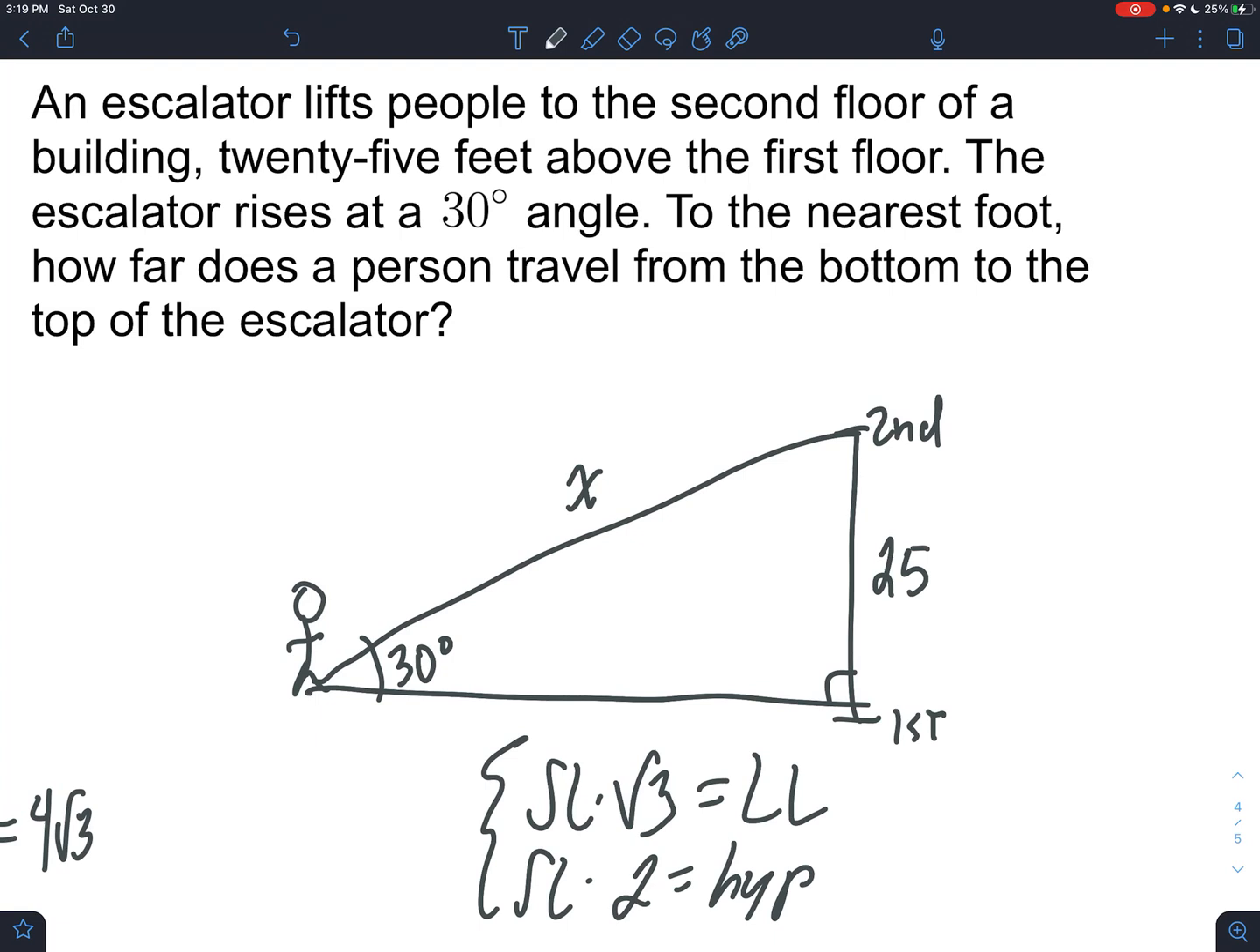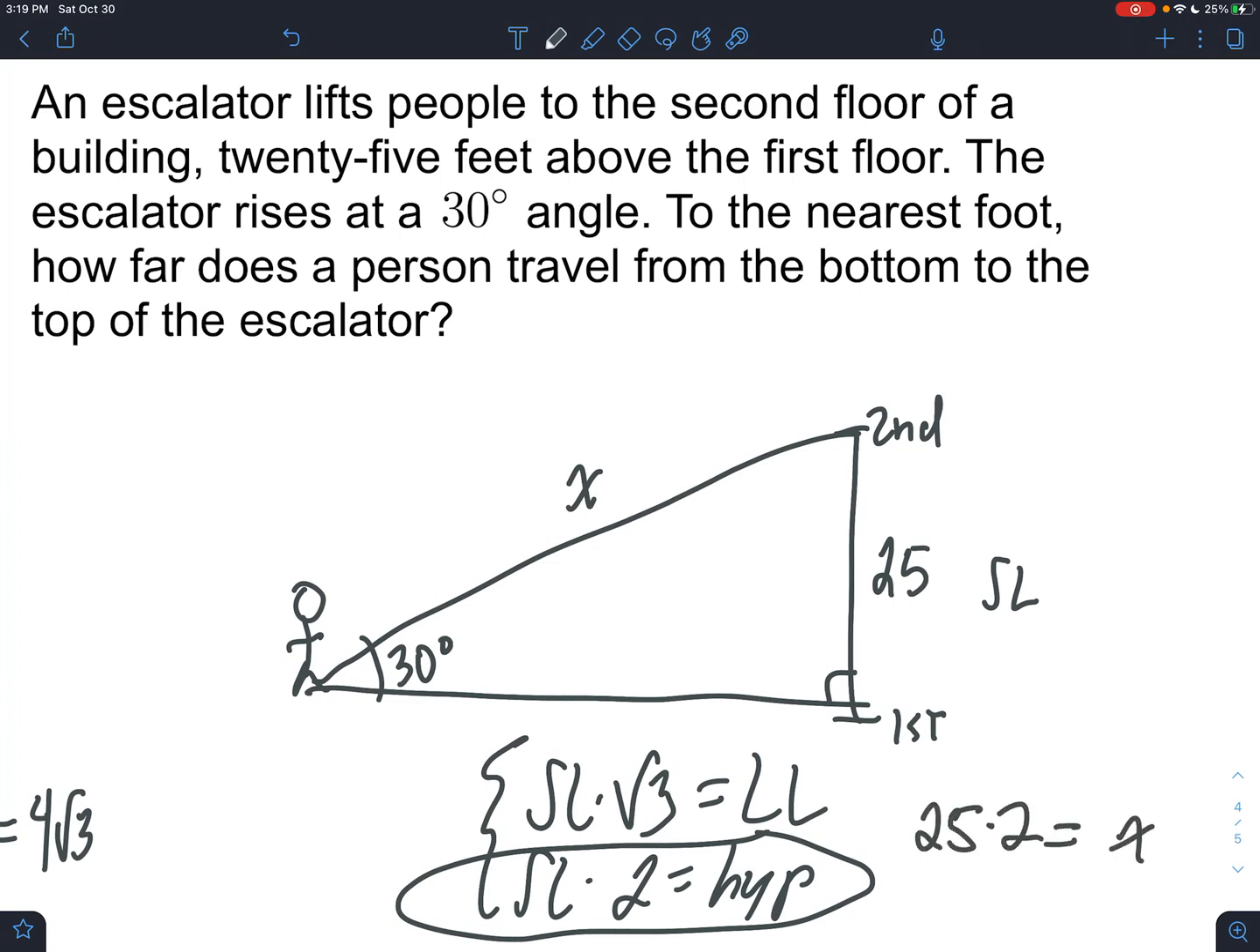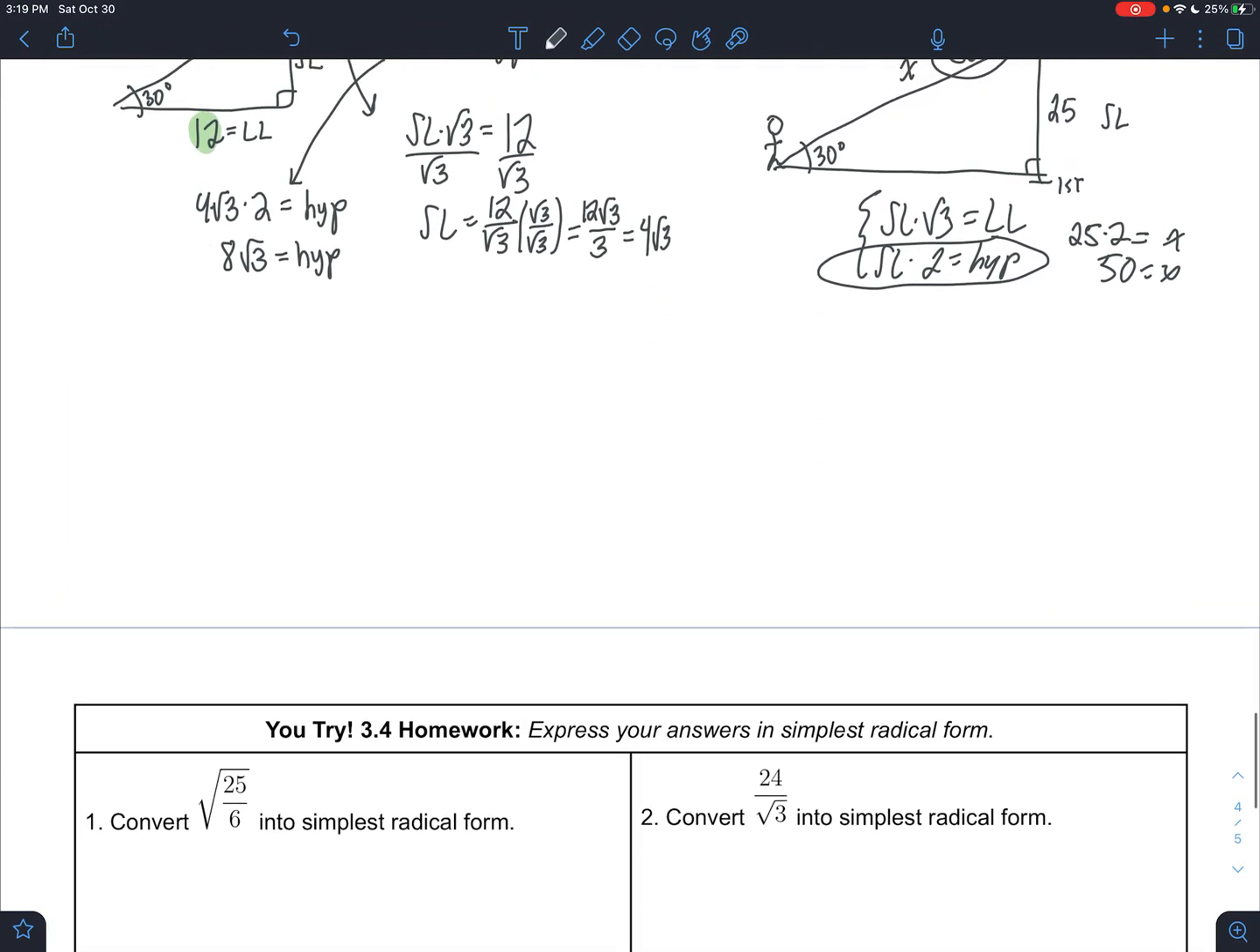And did you guys see that this is the short leg? And then we could just immediately use this. And then this is what? The hypotenuse is x. 25 times 2. How about 50? 50 feet? Just double the short leg. And that's it. Okay? All right, that's it.